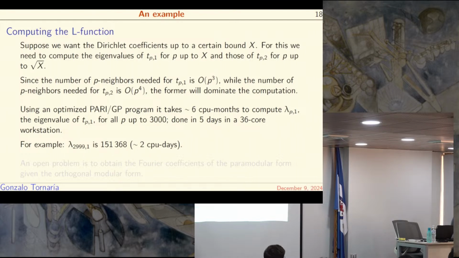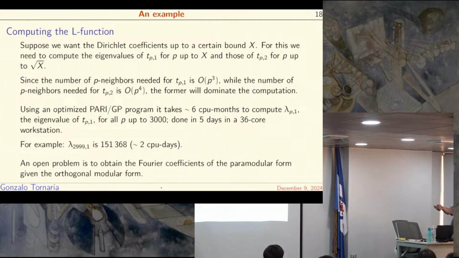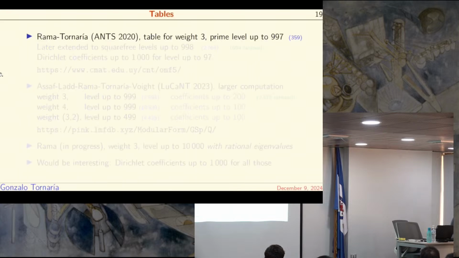A CPU day is like if you use just one core in your computer, it will take 2 days. That's how you measure. To compute this, you have to compute a lot of neighbors, so you could split your neighbor computation. If you have 1,000 CPUs, then you can split this computation in 1,000 pieces, and then it would take 1,000th of the time.